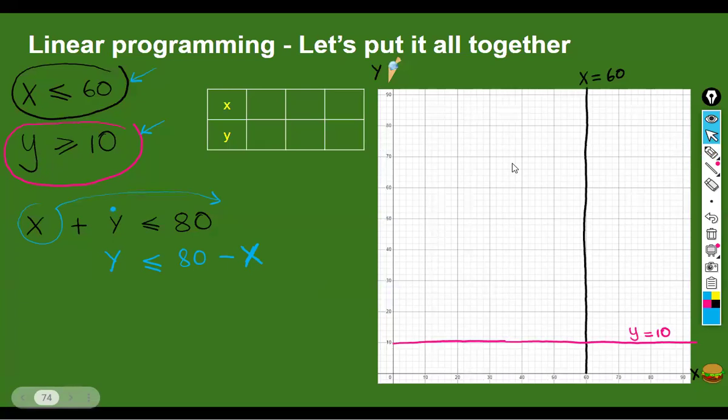Let me help you, because I don't want everyone choosing different values for X. My x-axis is going from 0 to 90, and I'm counting in tens. So I might as well choose a multiple of 10 between 0 and 90. Some nice values to choose might be 0, 20, and 50. I think those are some okay values. Could you all calculate the corresponding values for Y? All you have to do is replace them here. Replace X with 0, replace X with 20, replace X with 50.